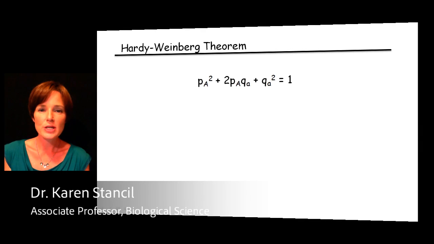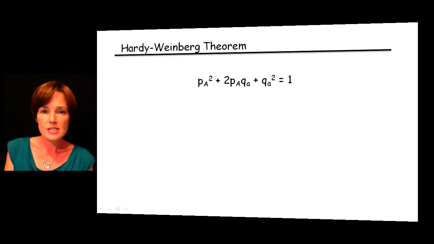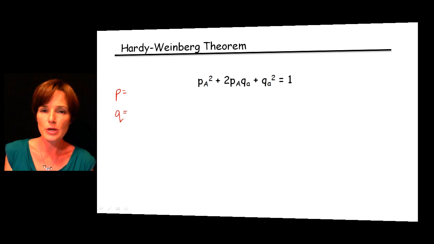In this video, we're going to begin using the Hardy-Weinberg theorem to solve some population genetics problems. So let's take a closer look at the theorem and remind ourselves, first of all, what the different parts of it stand for. The P and the Q in the equation stand for the alleles that we have. So if we write those out, the P will represent one of the alleles, Q will represent the other one.